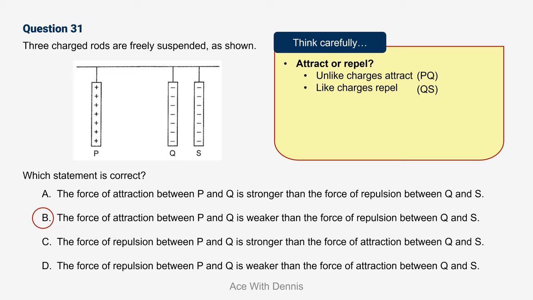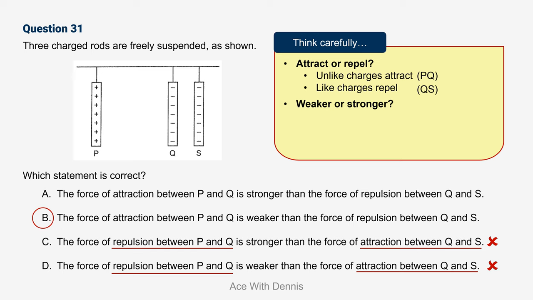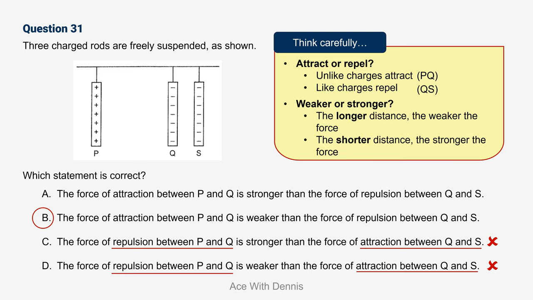So let's look at options C and D. Both of the statements state that there is a repulsion between P and Q and an attraction between Q and S. So they are incorrect. The next point we need to think about is whether the attraction or repulsion is weaker or stronger. How to determine? It is determined by the distance. The longer the distance, the weaker the force. Similarly, the shorter the distance, the stronger the force.